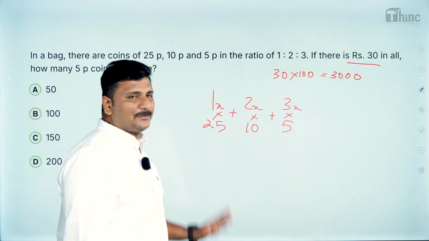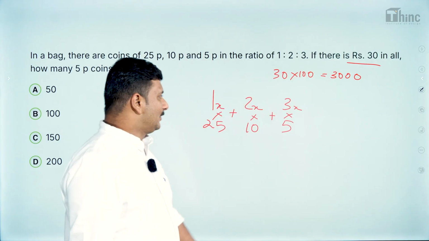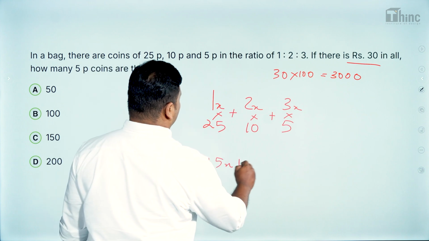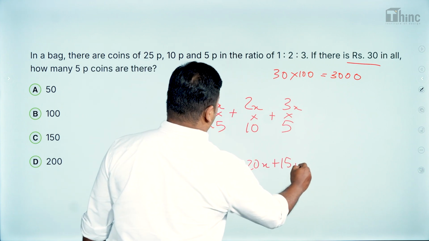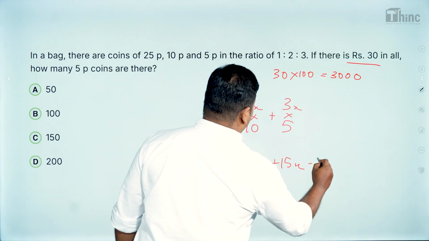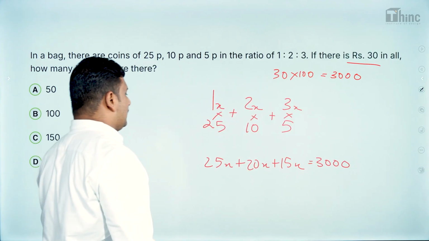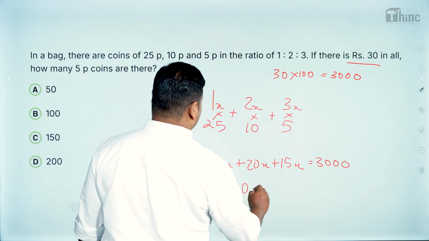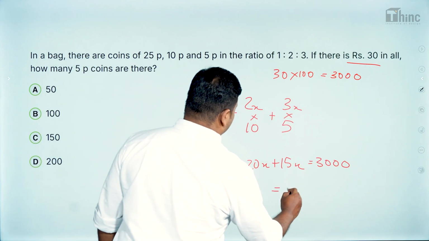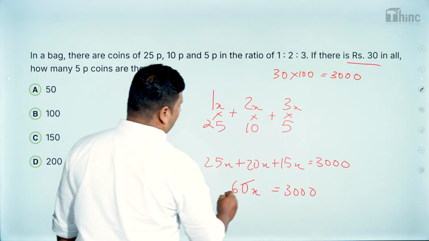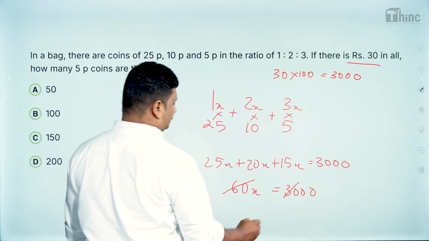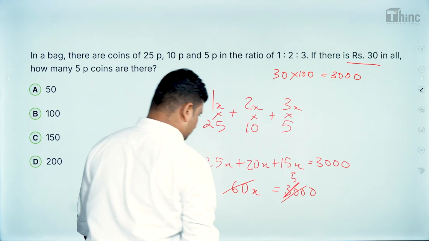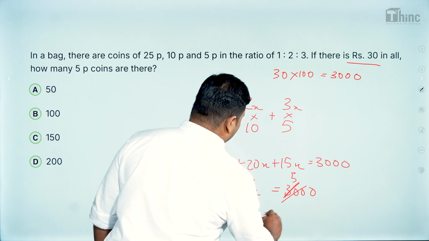So likewise we have 1x number of 25 paise coins, 2x number of 10 paise coins and 3x number of 5 paise coins. So total paise will be 25x plus 20x plus 15x, and that is nothing but 3000. So when we add them up, what will we get? 45 plus 10, 55, 60x, right, equals 3000. So what is x? 60 into 5 gives you 300, right? So 300 you can cancel off with 60. So x is equal to 50.